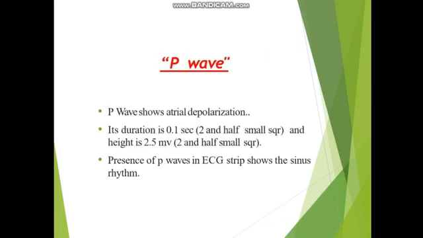P wave shows atrial depolarization. Its duration is 0.1 second, 2.5 small squares, and height is 2.5 millivolt, 2.5 small squares. Presence of P wave in ECG strip shows the sinus rhythm. Sinus rhythm means the rhythm which is taking origin from the sinoatrial node, the pacemaker having the particular cells in the right atrium.